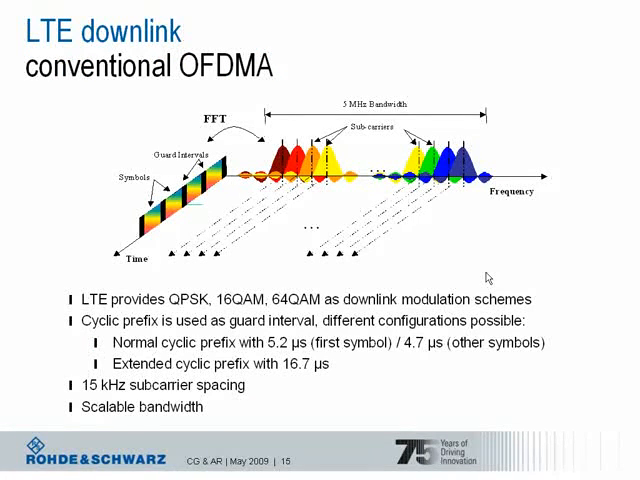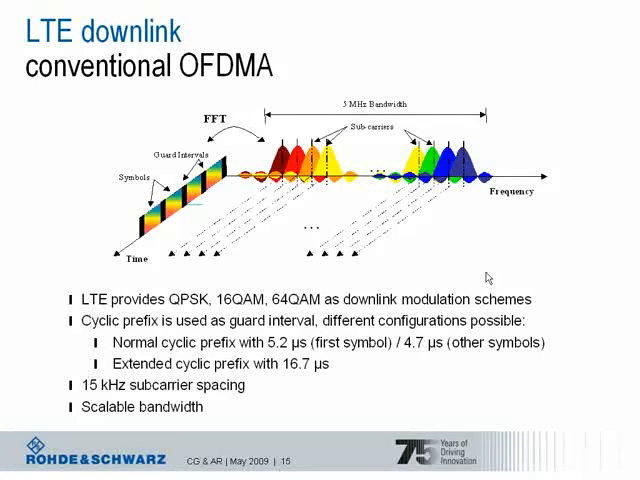So LTE uses a conventional OFDMA scheme. The picture shows an example for 5 MHz bandwidth, but of course you could also extend it to the other bandwidth values and scale it accordingly. So you see here the representation of the signal in the time and in the frequency domain. In the frequency domain, you see here the subcarriers represented. In LTE they have a constant spacing of 15 kHz for the regular configuration of the signal. And as we have seen, you can now transmit and independently modulate on each of the subcarriers.